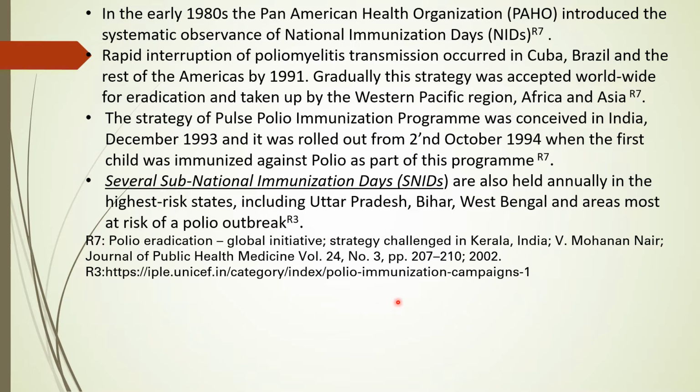Several subnational immunization days were held annually in the highest risk states. That means subnational immunization days are not all over the nation, but in certain states where the transmission risk was high, like UP, Bihar and West Bengal. Additional subnational immunization days over and above the national immunization days were also held.